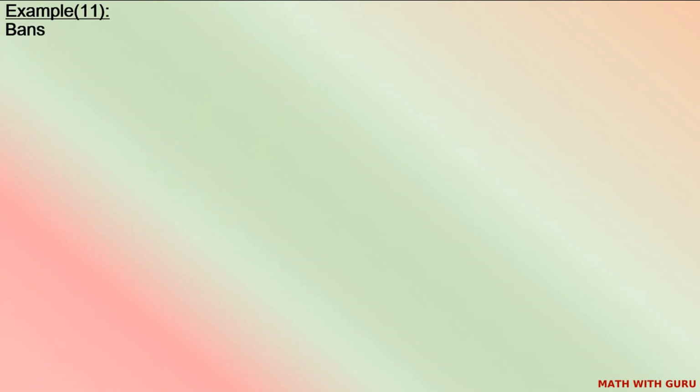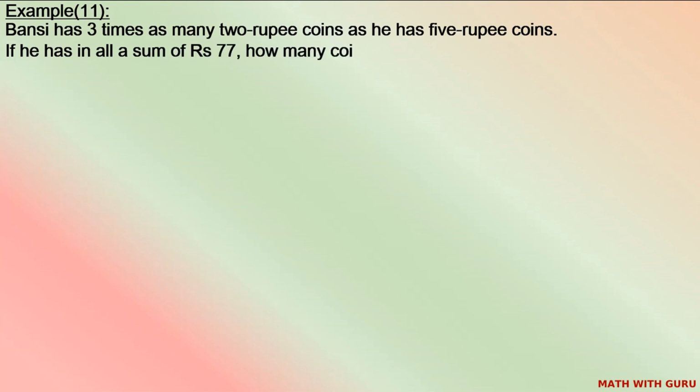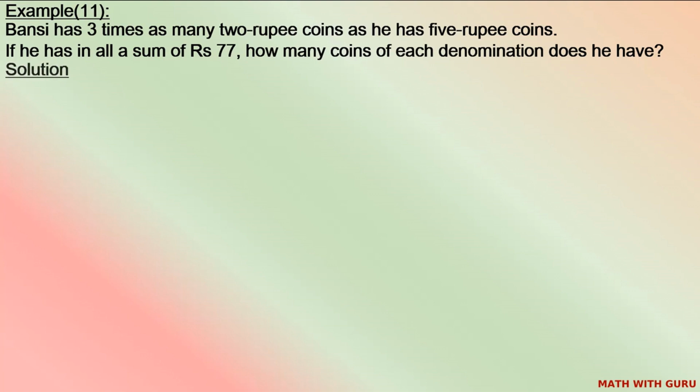Example 11. Bansi has 3 times as many 2 rupee coins as he has 5 rupee coins. If he has in all a sum of rupees 77, how many coins of each denomination does he have?